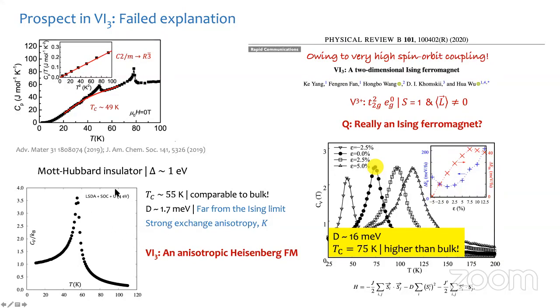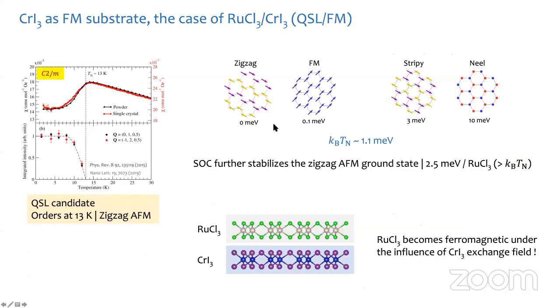So we put forward a similar model for VI3, and we find that the on-site anisotropy is very small, far below the Ising limit. And we also have strong exchange anisotropy, and the predicted TC is about 55 Kelvin, which is similar to the bulk number. So we would rather propose this to be an anisotropic Heisenberg model rather than an Ising ferromagnet.